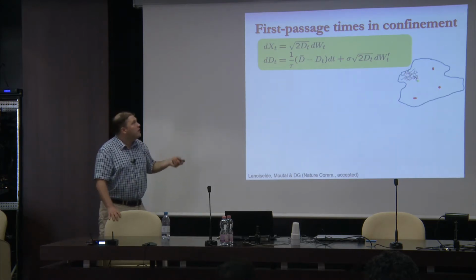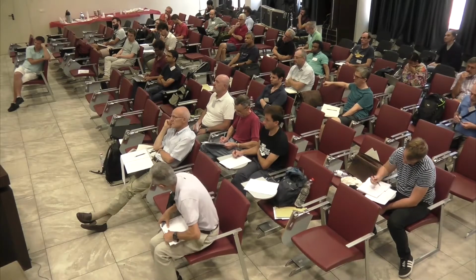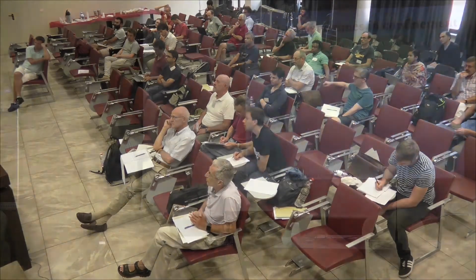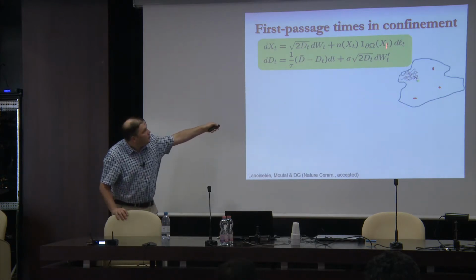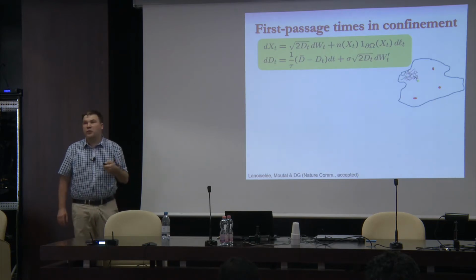Fortunately, it's quite a standard procedure. You have to add some extra term here. Here n is the unit vector directed towards the domain, and 1 is the characteristic function on the boundary, so this term is only non-zero when the particle is on the boundary. Finally, the most difficult part is this dL_t. L_t is the local time of the process on the boundary.